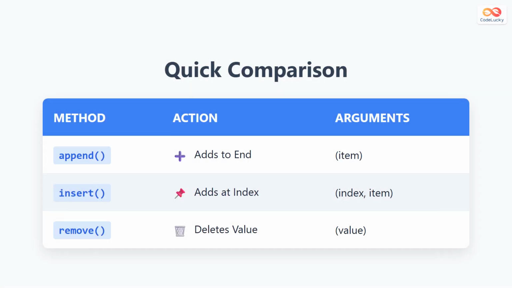Let's recap. Use append when you just want to add to the end. It takes 1 argument. Use insert when position matters. It takes an index and an item. And use remove when you want to delete a specific value. It takes the value itself as the argument.